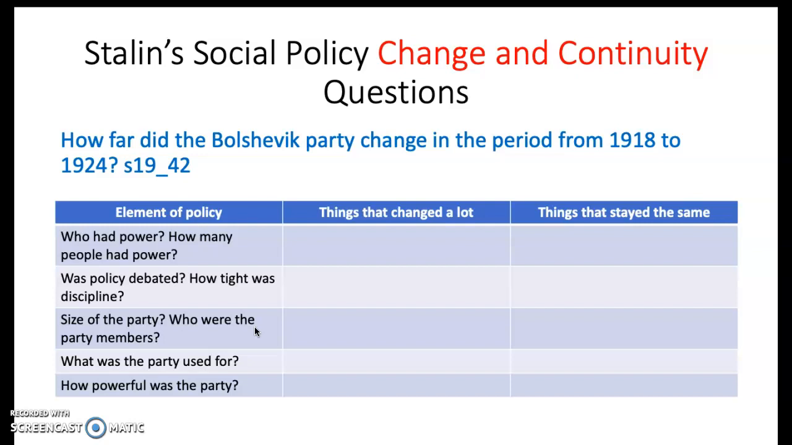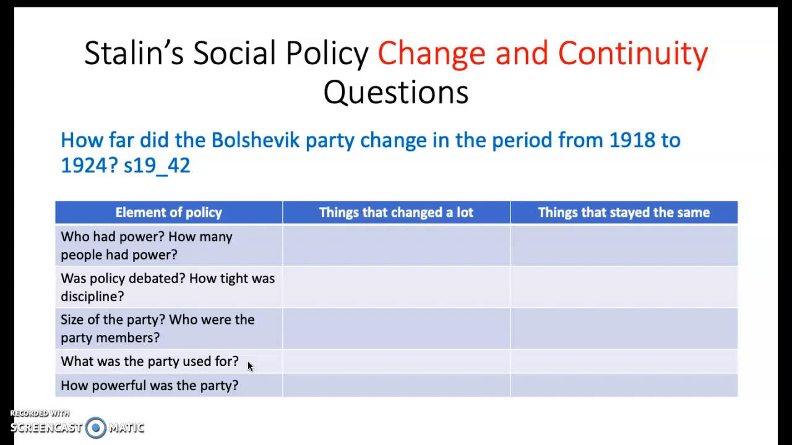What was the party used for? Well, in the beginning, the party was used to bring about social revolution, and so it's a collective movement designed to bring about mass-scale social change. Towards the end of the period, I think we would say that the party was used primarily for 2 things. It was used to bring about bureaucratization of government, so in other words, to control the state on a large scale, and on an individual scale, it was used for social advancement.